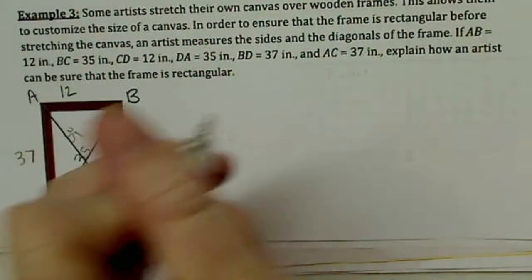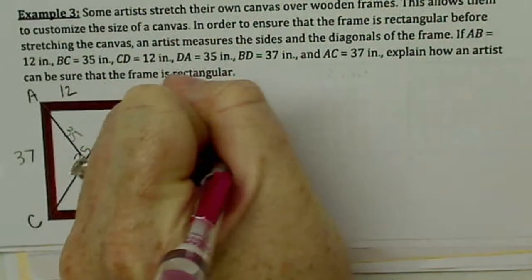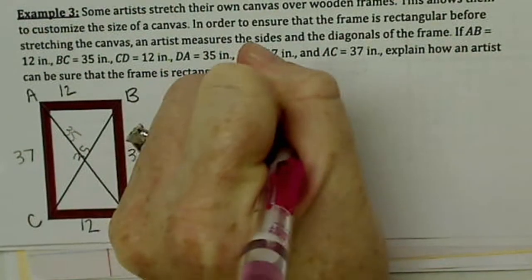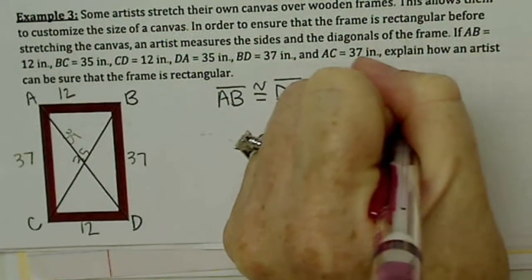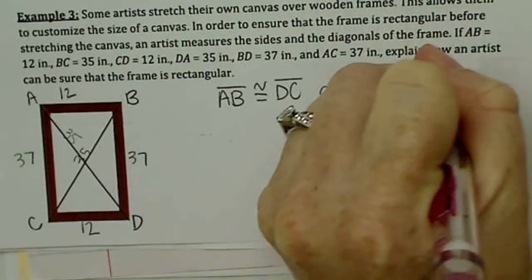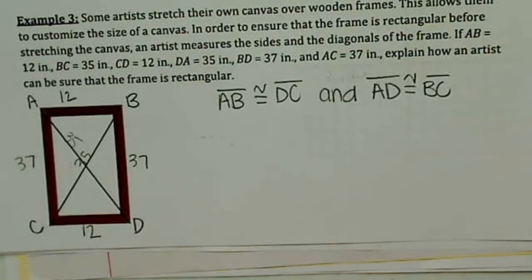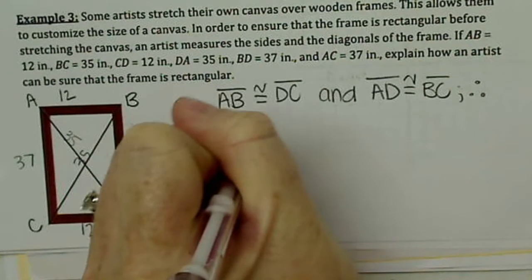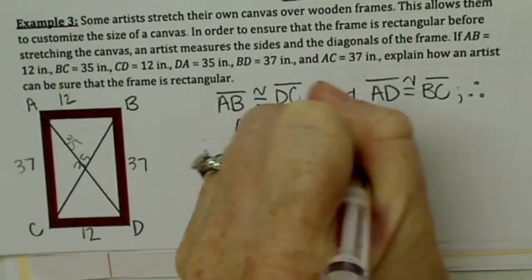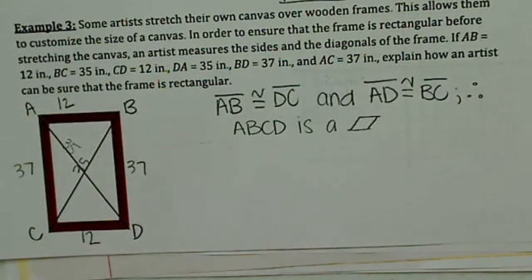That it's a parallelogram. So I'm going to state that AB is congruent to DC, and AD is congruent to BC. Because opposite sides are congruent, it tells me that this shape is a parallelogram. So therefore, ABCD is a parallelogram.